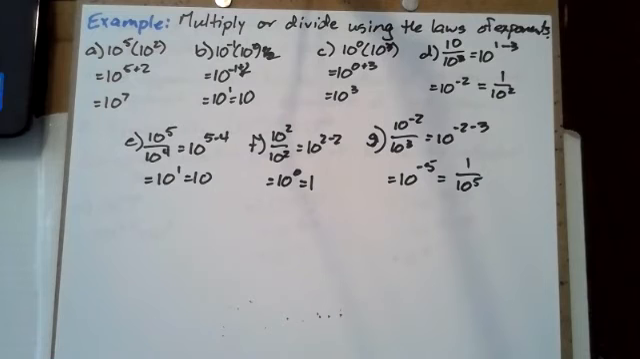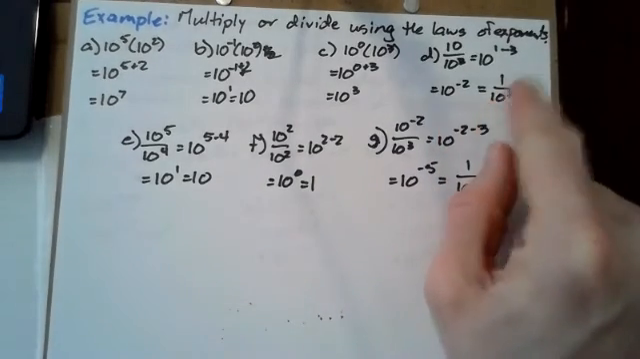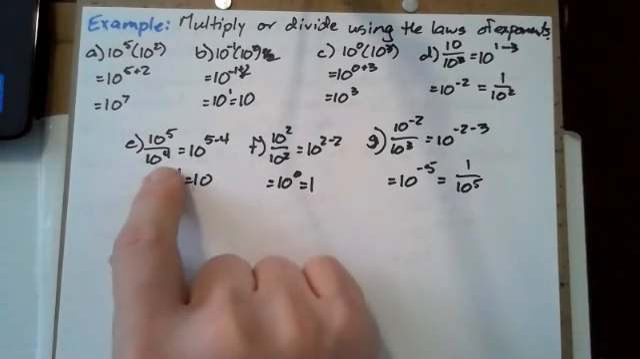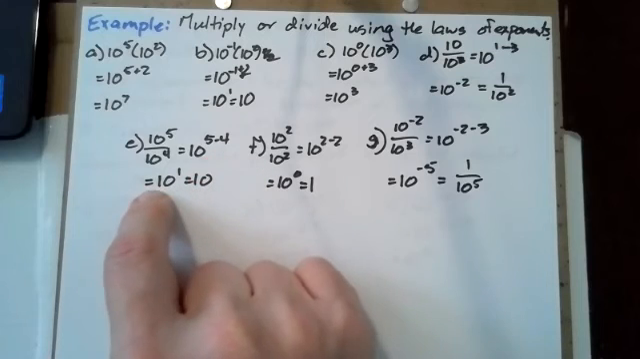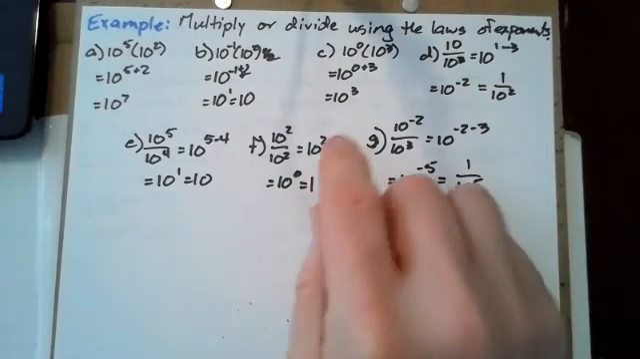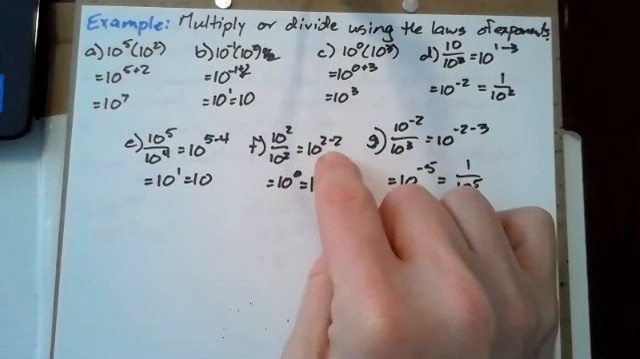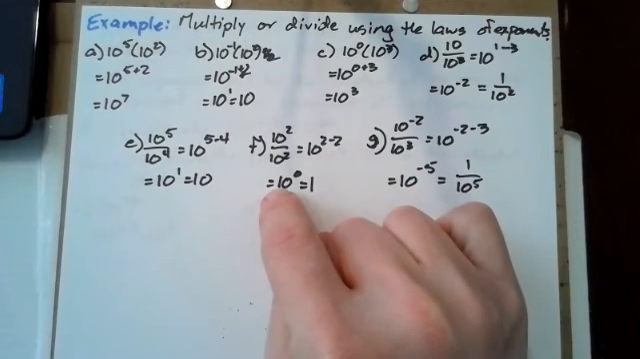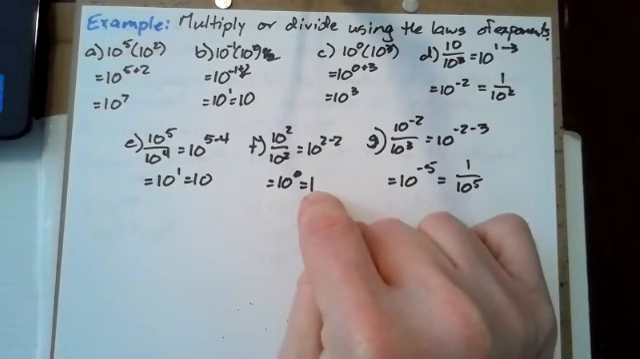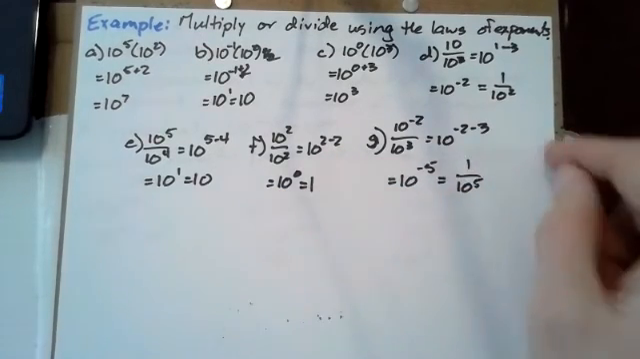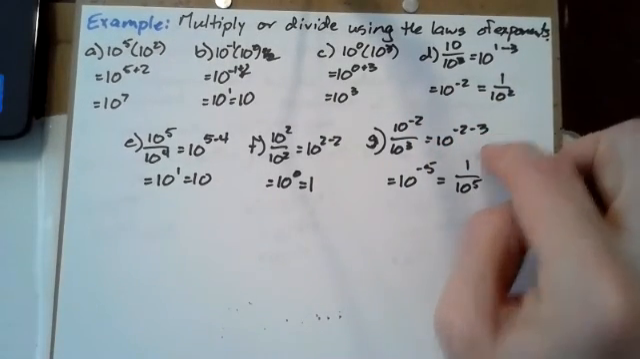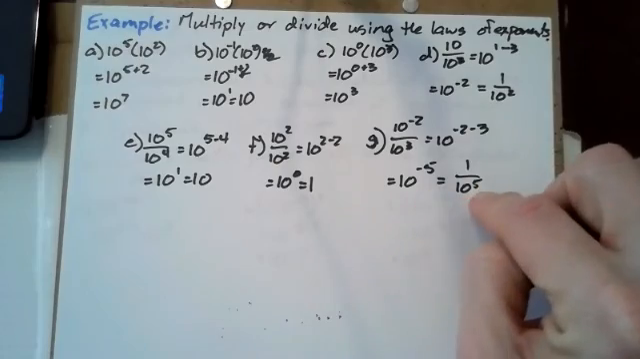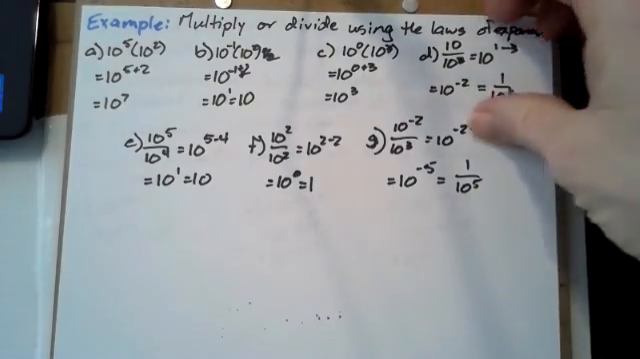10 divided by 10 cubed is 10 to the 1 minus 3. So that's 10 to the negative 2, or 1 over 10 squared. 10 to the 5th divided by 10 to the 4th is 10 to the 5 minus 4, which is 10 to the 1, or just 10. 10 squared divided by 10 squared is 10 to the 2 minus 2, which is 10 to the 0, and anything to the 0 power except for 0 is 1. 10 to the negative 2 divided by 10 cubed is 10 to the negative 2 minus 3, which is 10 to the negative 5th, which is 1 over 10 to the 5th.